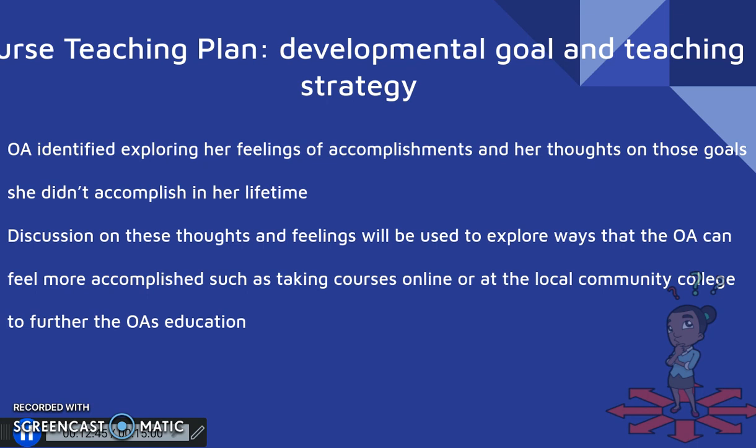Developmental goal and teaching strategy. OA identified exploring her feelings of accomplishments and her thoughts on those goals that she didn't accomplish in her lifetime. Discussion on these thoughts and feelings will be used to explore ways that the OA can feel more accomplished, such as taking courses online or at the local community college to further the OA's education.